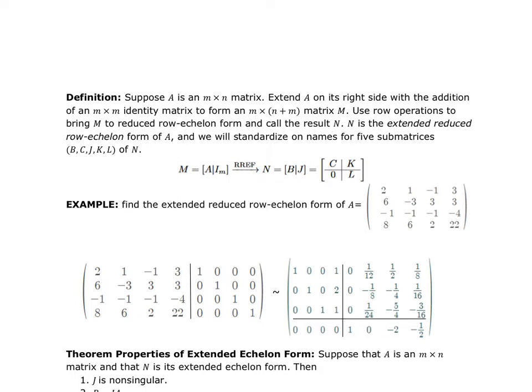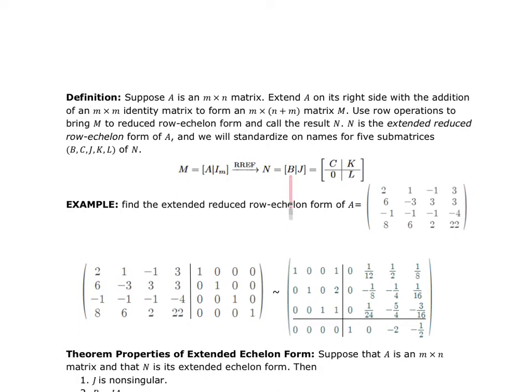And once we do that, we get information that gives us our 4 subspaces. So we look at our matrix. We augment on the identity matrix of its size M. We row reduce it into this new matrix N. And then we take out the pieces that we want.